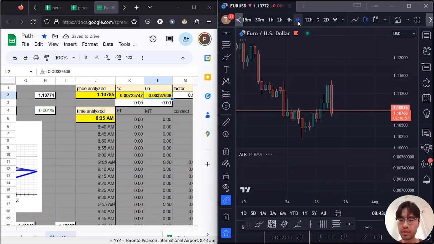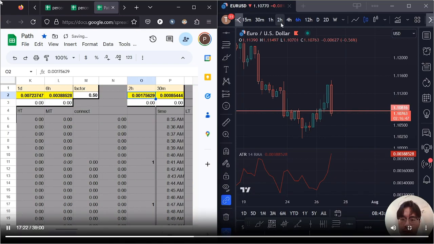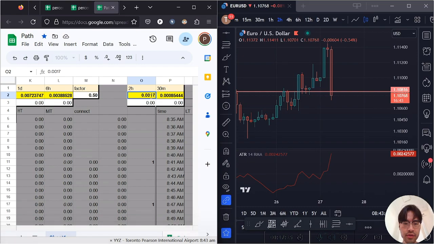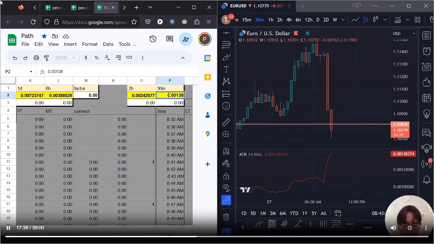Now we're looking at the 1-day ATR, which is 0.0072377, and the 6-hour ATR, which is 0.0038528, and the 2-hour ATR, which is 0.0242577, and the 30-minute ATR, which is 0.001374.